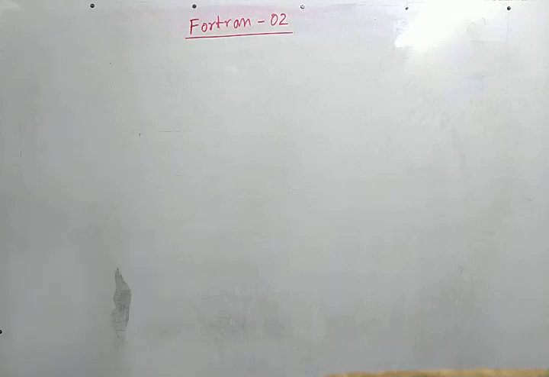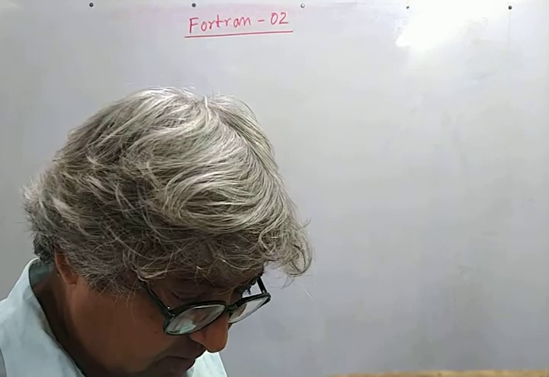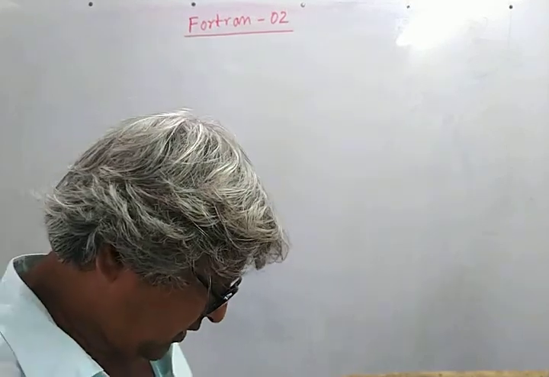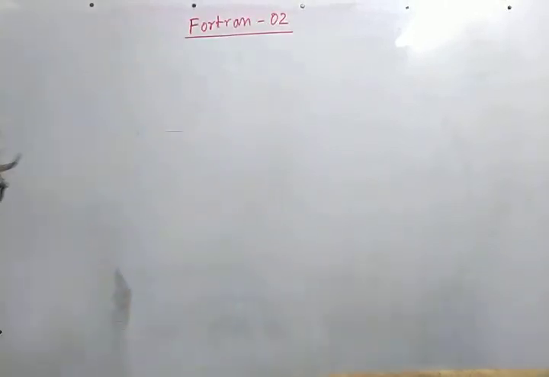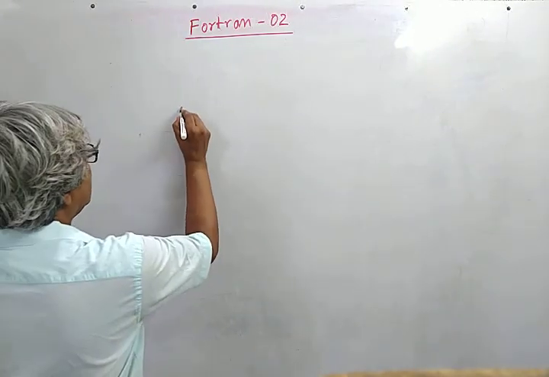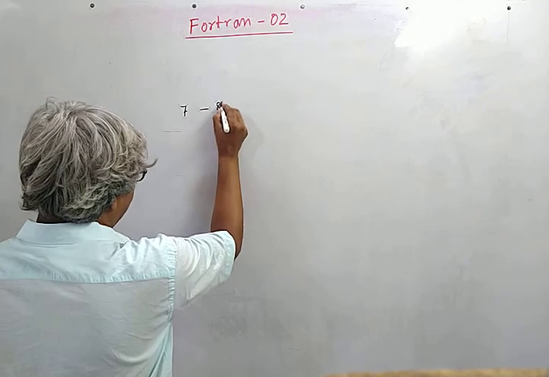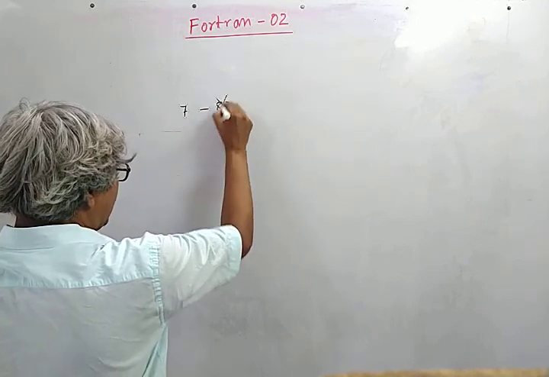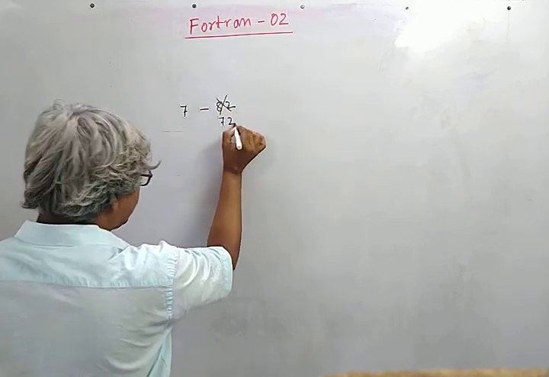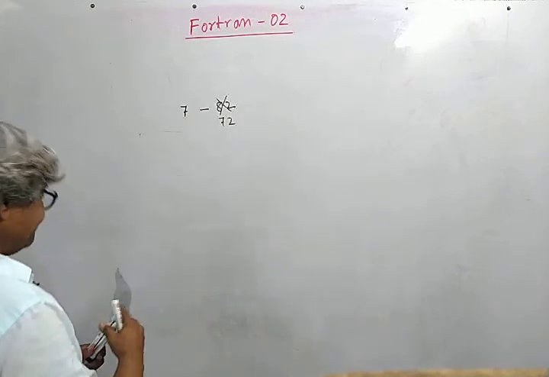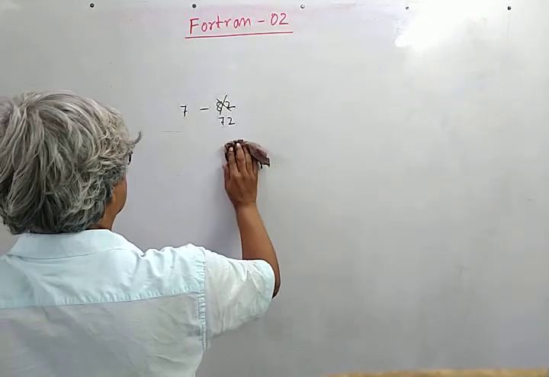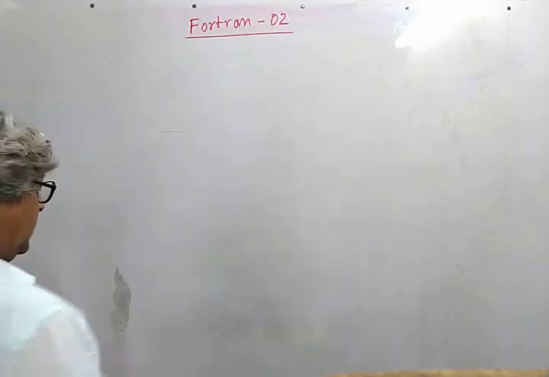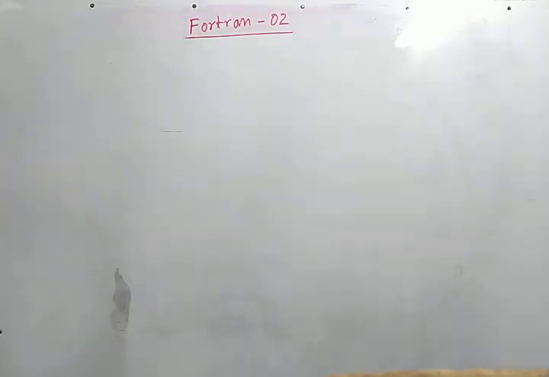Let me first point out a wrong information that I provided to you in the last class. I said that in Fortran 77 the executable command can be written between the columns 7 to 82. It is wrong. Actually it should be 7 to 72. Sorry for giving wrong information.